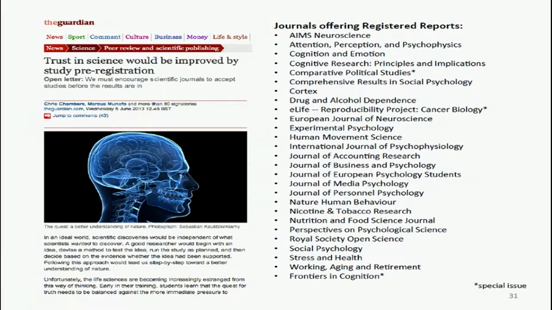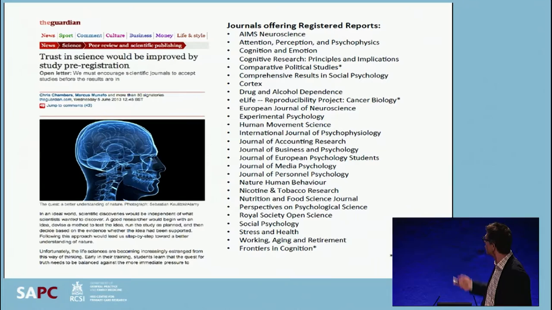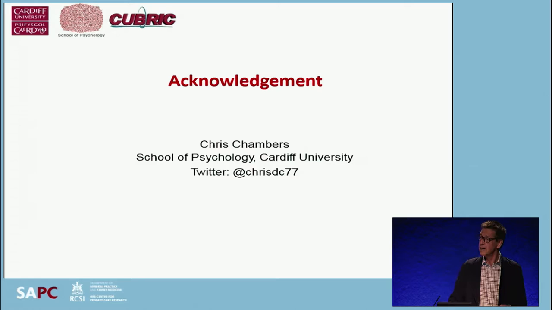So my question to you now is, will it work? And I really hope we can have a discussion about what I've been putting to you. But if you look at Chris Chambers' article in The Guardian, in the science section, he lists a number of journals who have decided to come on board, including, for example, Social Psychology, Stress and Health, European Journal of Neuroscience. So they all now have a section on reports in that model that Chris is suggesting. And with that, I will end and obviously acknowledge him, because it's his idea and not mine. I hope we can have a little bit of discussion, okay?